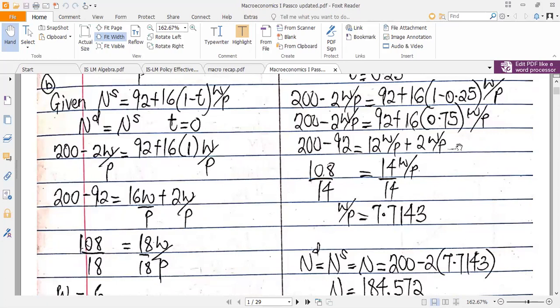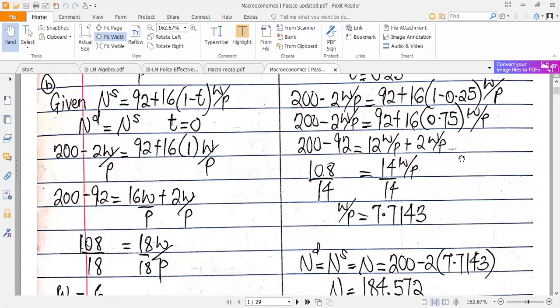So what if they didn't give you the 1 minus T? It's just a straight labor supply function, 92 plus 16 times the wage. If they do that, it means that the labor supply is independent of the marginal tax rate. It doesn't depend on the marginal tax rate. So in that case, you just equate it.